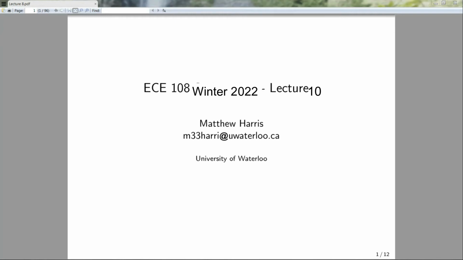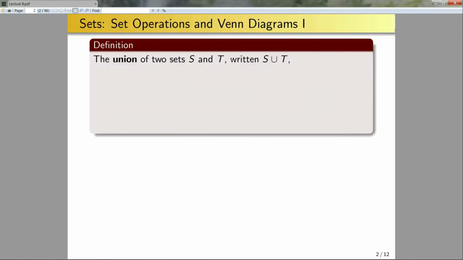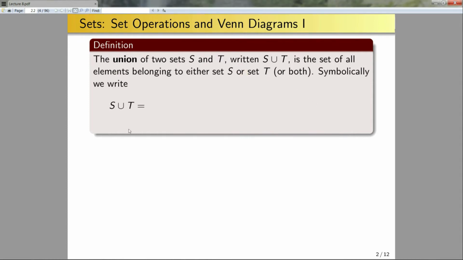Now let's continue our discussion on sets by introducing some set operations and talking about subsets and some properties of sets. So we're going to define the union of two sets S and T, written as S ∪ T, simply to be the set of all elements belonging to either the set S or the set T, or both. So explicitly, this "or" is not an exclusive or.